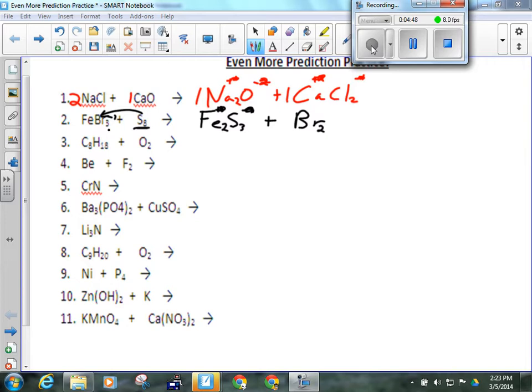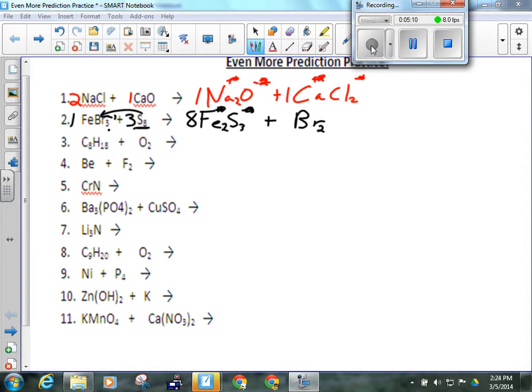24 is the lowest common multiple of 8 and 3. 8 times 3 is 24. There's no other number they both divide into. So what we have to do then is put a 3 here and an 8 here. That balances my sulfur, but that gives me how many iron?